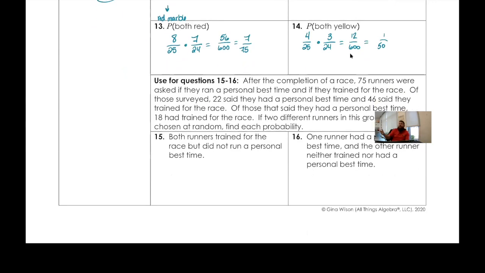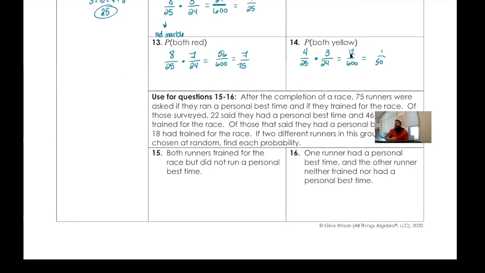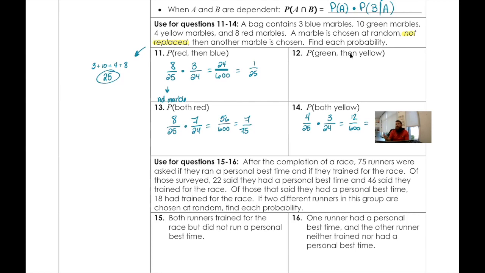Okay, but it doesn't just occur with marbles, but it will often occur with marbles. It'll often occur with cards. Cards are going to be a big piece. You guys will have a piece of paper that helps you with cards.